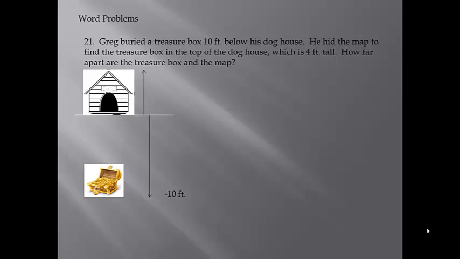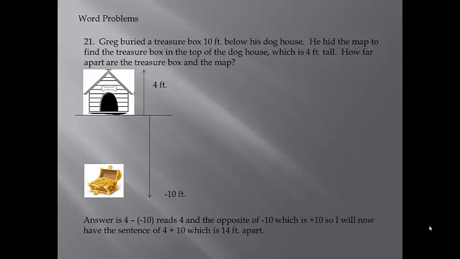My treasure box is negative 10 feet because it's below the ground. The doghouse is 4 feet. So I have 4 minus a negative 10, which is 4 and the opposite of negative 10, which is positive 10. So I will now have a sentence of 4 plus 10, which is 14. So my answer is 14 feet apart.